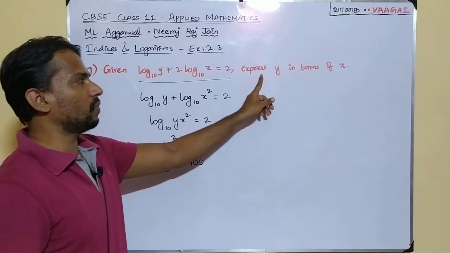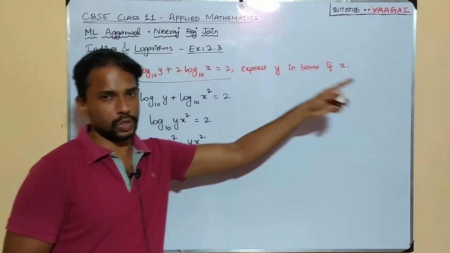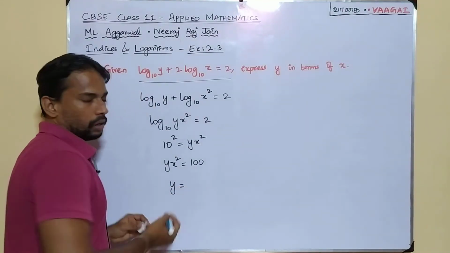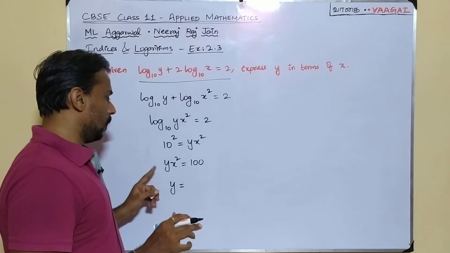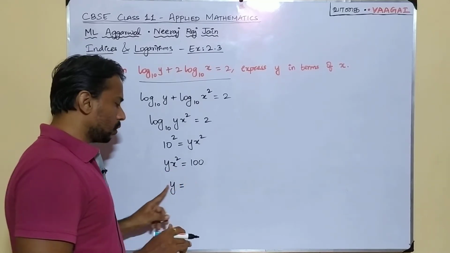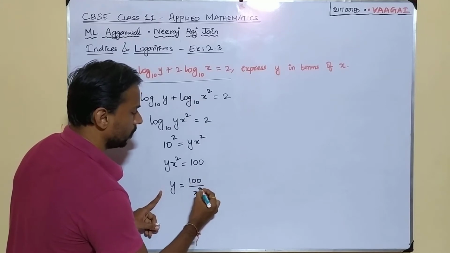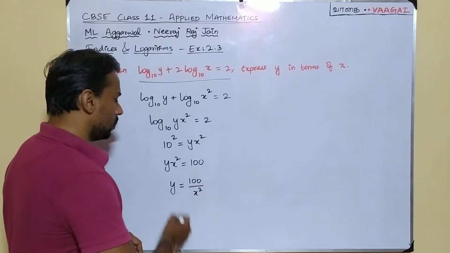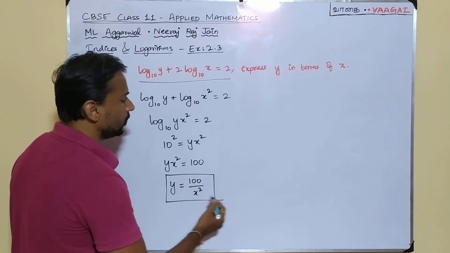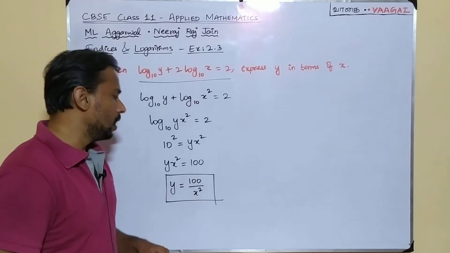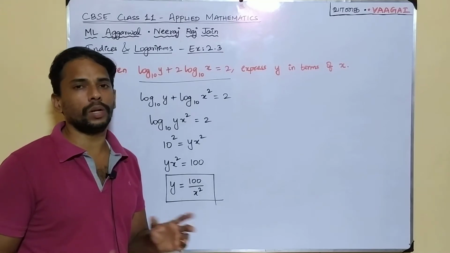And finally, we are asked to find y in terms of x. This is what we are asked to find. So that means we have to find y is equal to what? This is going to be the question. So we have y x square is equal to 100. So y is equal to 100 by x square, right? Okay. That's it. So we got y in terms of x. So y, if we express in terms of x, what is the answer? 100 by x square. That's going to be the answer.